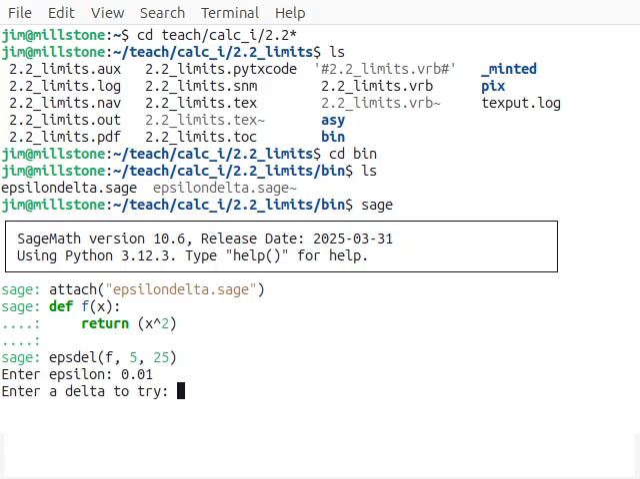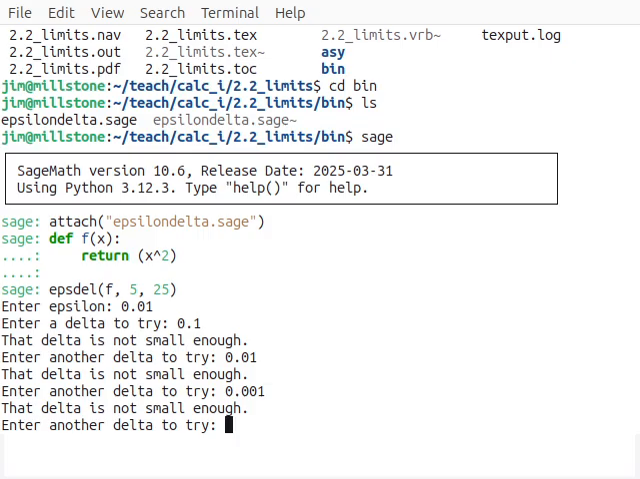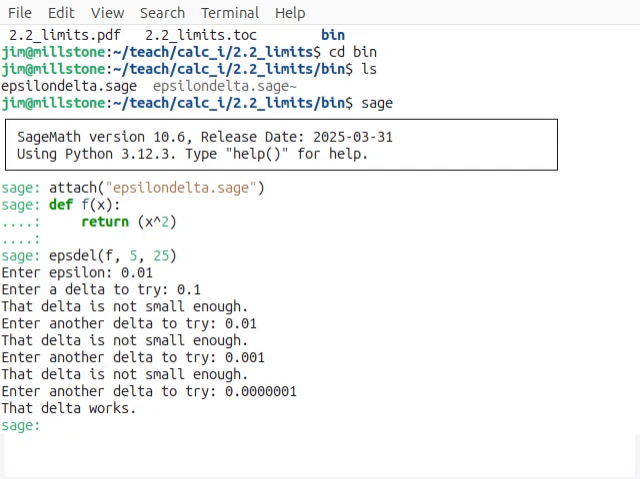So let me try 0.1 and see if that works. No, that's not enough. 0.01, is that good? Not small enough. 0.001, is that good? Not small enough. Let's go 0.00001. Sure, that had to be small enough. I mean, come on, that was pretty small.